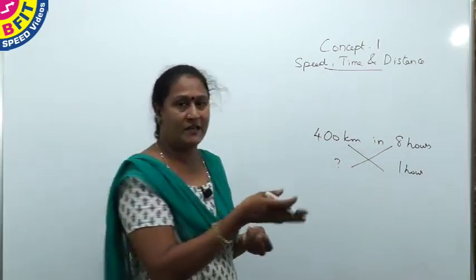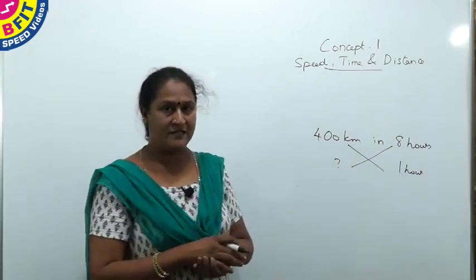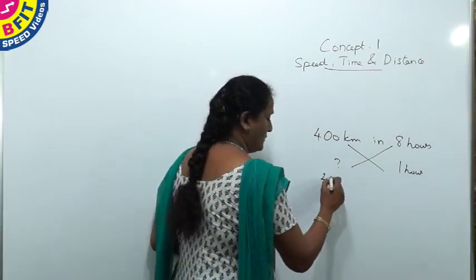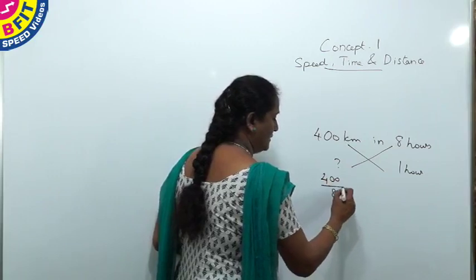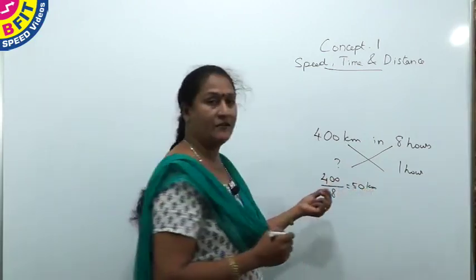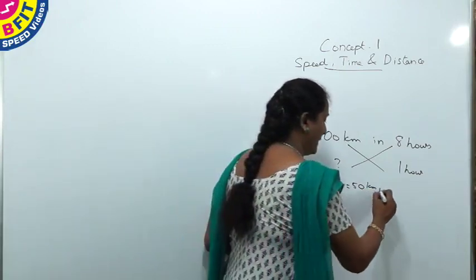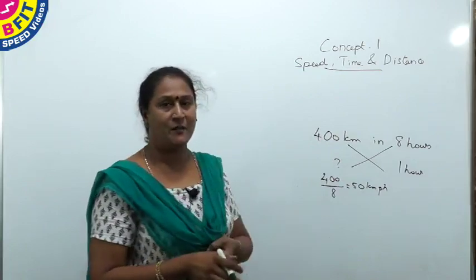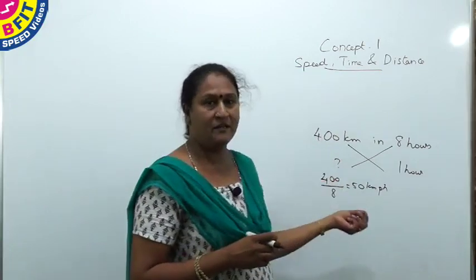Because kilometer distance and hours vary directly, the cross products will be the same. So dividing this 400 by 8, we get 50. So the person covers 50 kilometers per hour. So this is the speed. Speed is nothing but the distance covered by a person in 1 hour.